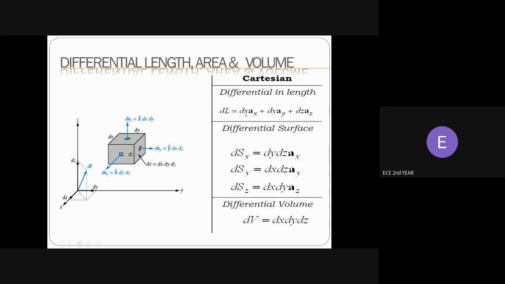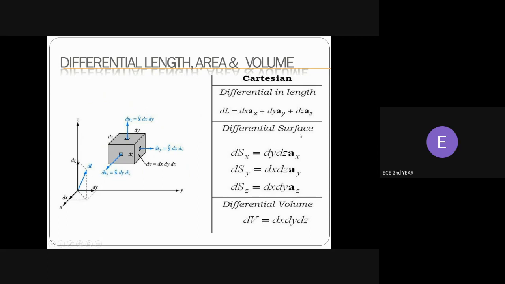For example, in the x direction it is dx ax, the differential length in the y direction is dy ay, and finally for z it is dz az. Then finally you have to add all the differential length values, and that will give you dl.